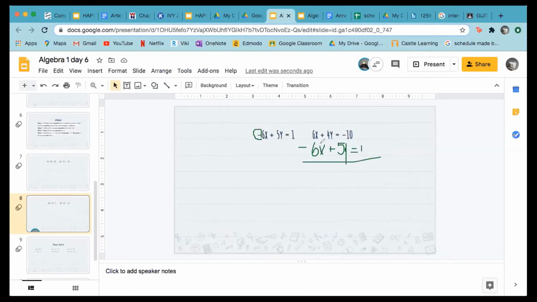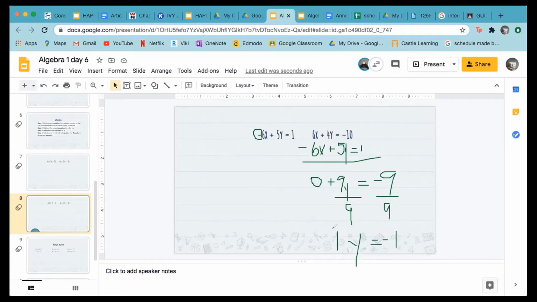So 6x minus 6x gives you 0. 4y plus 5y equals positive 9y. Negative 10 plus 1 gives you negative 9. And then we just want to make sure we isolate y by itself. So you divide by 9 on both sides, positive 9, because that's the leading coefficient. Coefficient is the number before the variable, right next to it, when they're attached. So negative 9 divided by positive 9 gives you negative 1.